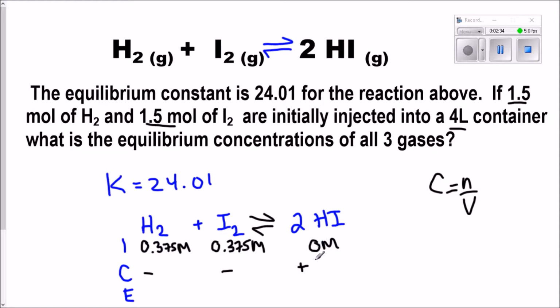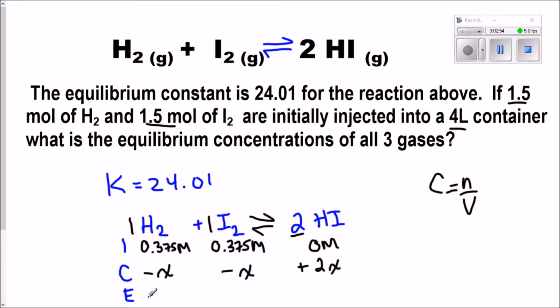You can't get smaller. So what the change is going to be, we're just going to throw in a change of x. We don't know exactly what it's going to be, but we do know that since this has a coefficient of 1 and this has a coefficient of 1, the change is going to be equal here. Now the coefficient here is 2, so that means the change is going to be 2x here.